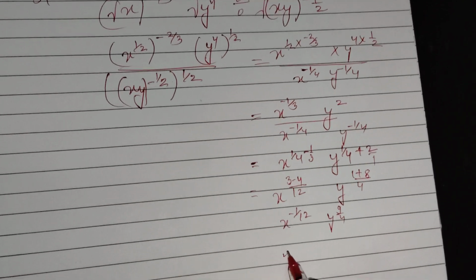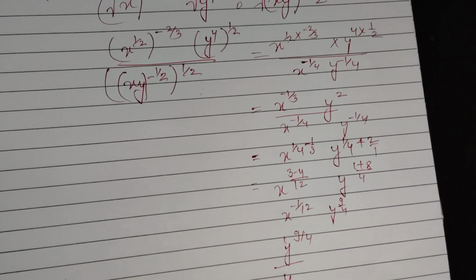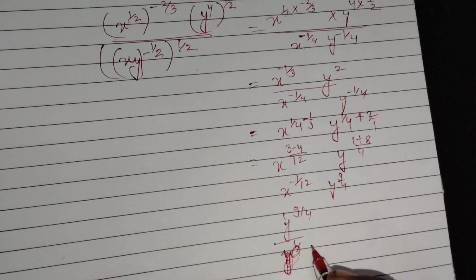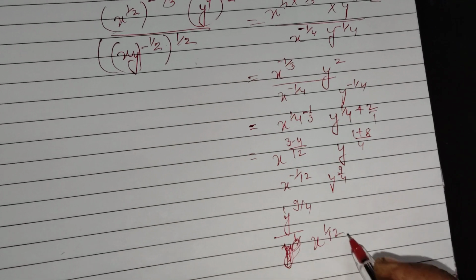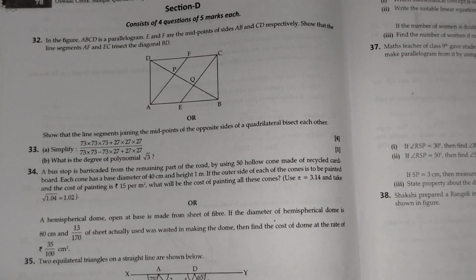and we get finally y power 9 by 4, and the negative power we convert into positive power by shifting to the denominator, x power 1 by 12. So this is the answer in 31. Next question 32.